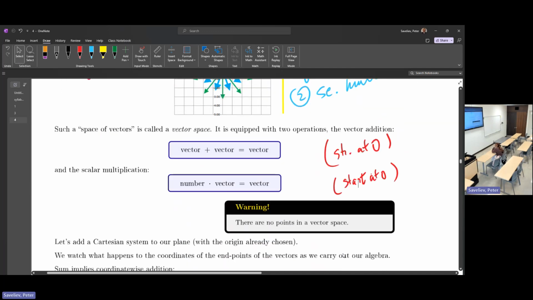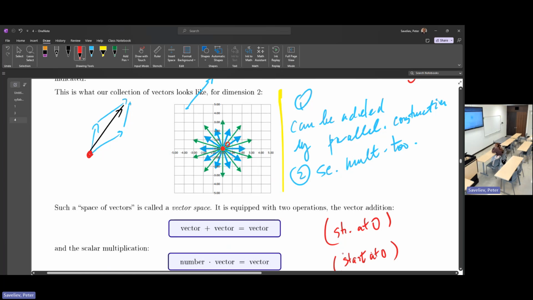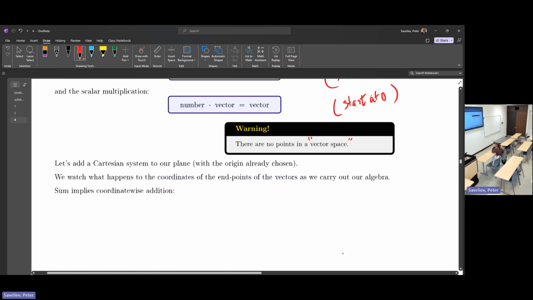So we speak of what we call a vector space. In a vector space there are no points; there are only vectors, and that's an example of a vector space right there.